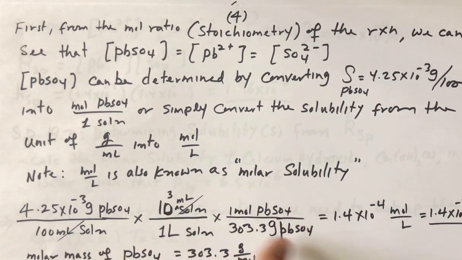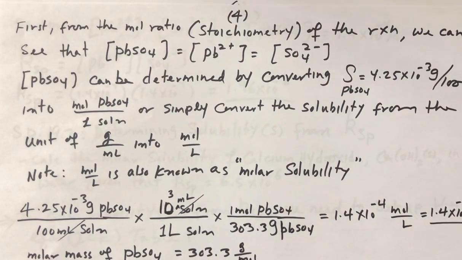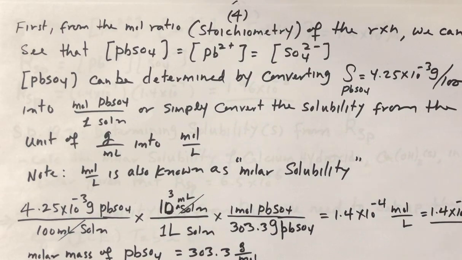So when you go through this calculation, you get 1.4 times 10^-4 moles per liter, or simply molarity. This is the number that we refer to as the molar solubility. So if the solubility is given in grams per milliliter, we need to convert it to moles per liter of solution, or in other words, to molar solubility. So the molar solubility is 1.4 times 10^-4 M.